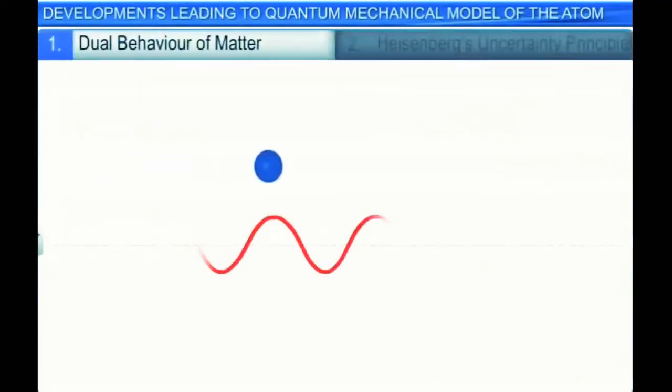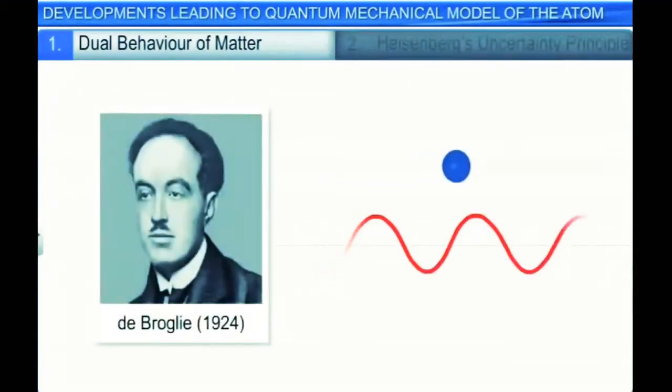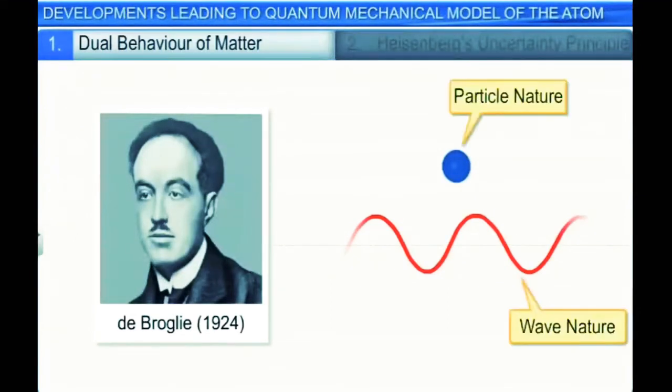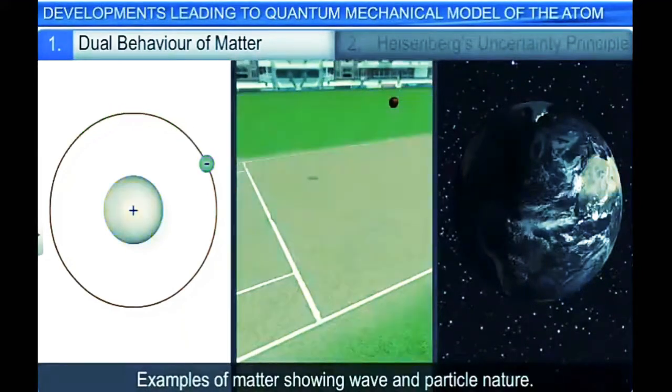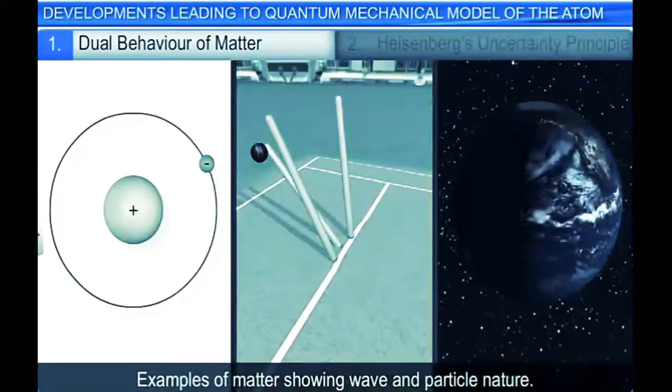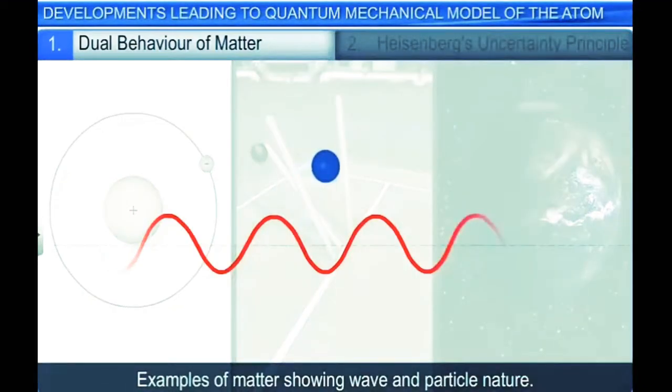After the dual behavior of electromagnetic radiation was known, de Broglie proposed in 1924 that all matter has wave and particle-like properties. His theory implied that just like photons, every moving object, be it an electron, a ball, or a planet, has a wave nature.